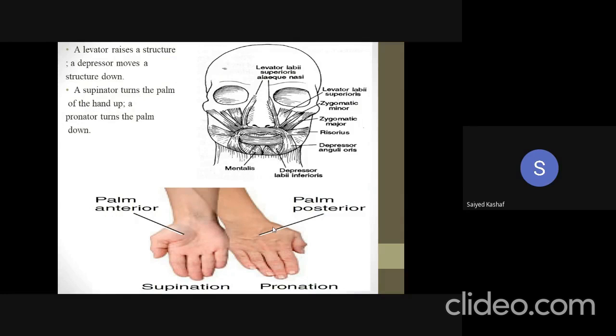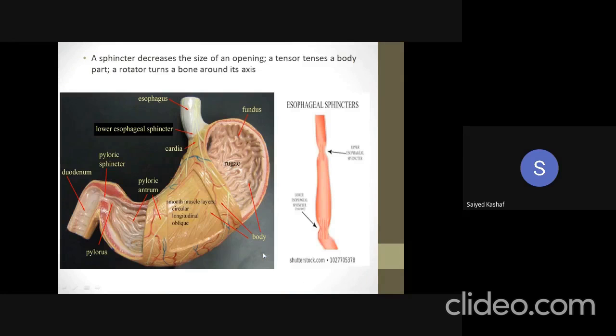The supinator turns the palm of the hand up, and the pronator turns the palm down. The sphincter decreases the size of an opening. We all know that sphincter muscles are found in the stomach, the esophagus, and the digestive tract also. These sphincter muscles help in the contraction and relaxation process. The tensor tenses a body part, and the rotator turns a bone around its axis.